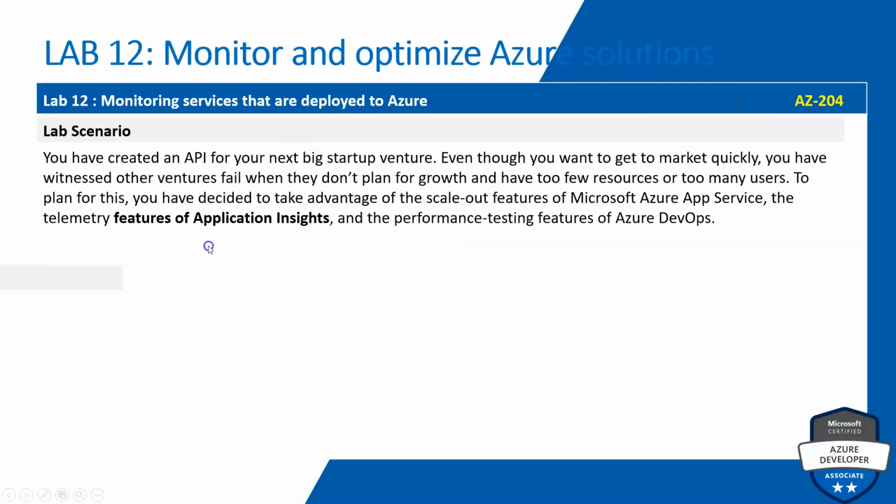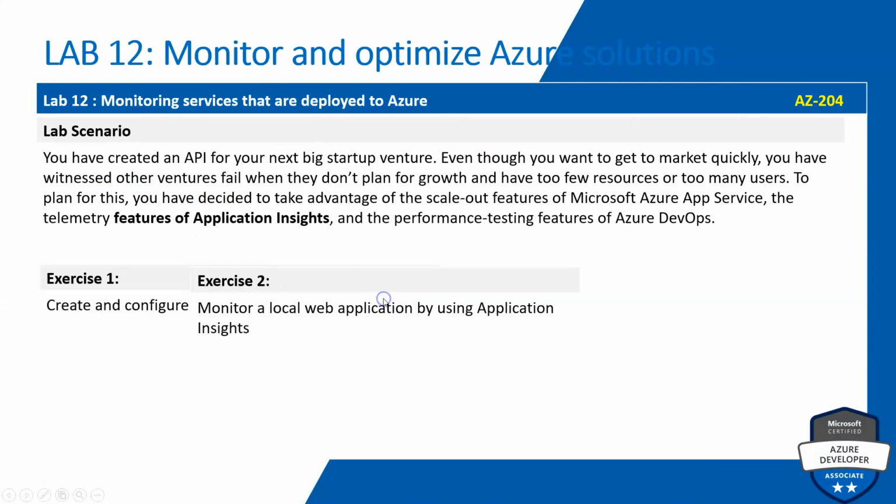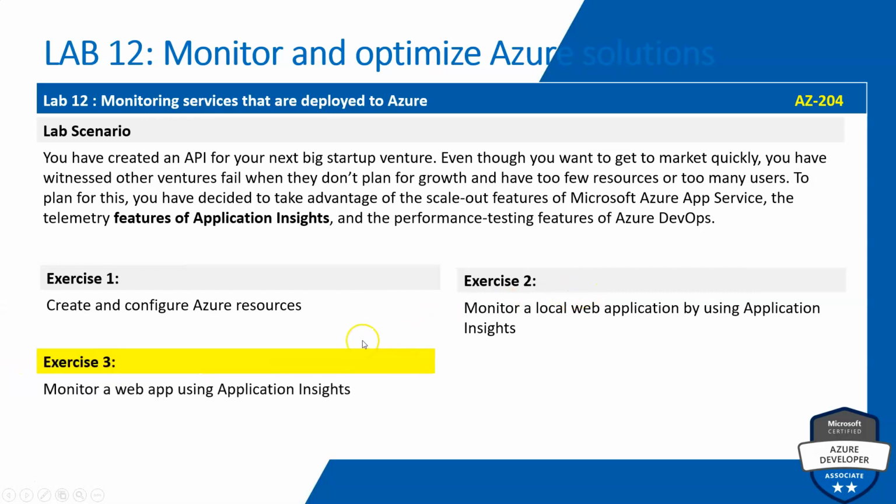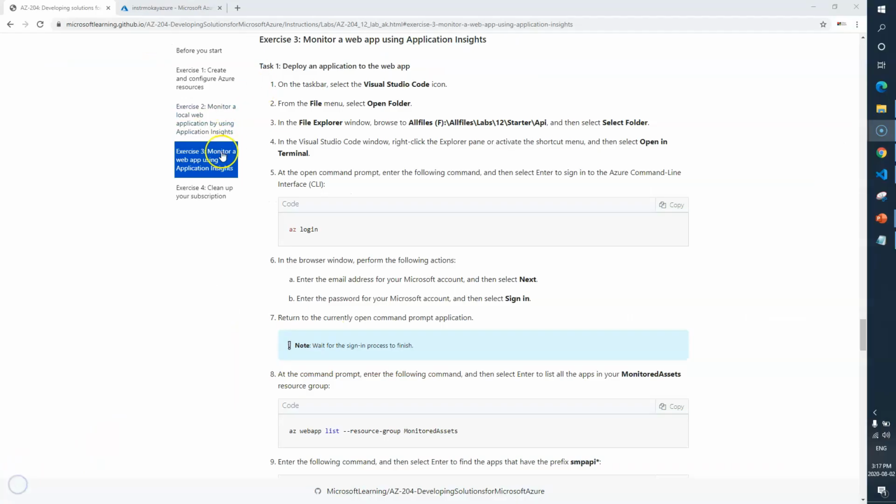So here is the lab scenario, and so far we are done with exercise 1 and exercise 2, and in this video we'll work on exercise 3. It says monitor a web app using Application Insights. So let's go to the instruction page. So here we are, exercise 3, monitor a web app using Application Insights. So task 1 is to deploy an application to the web app.